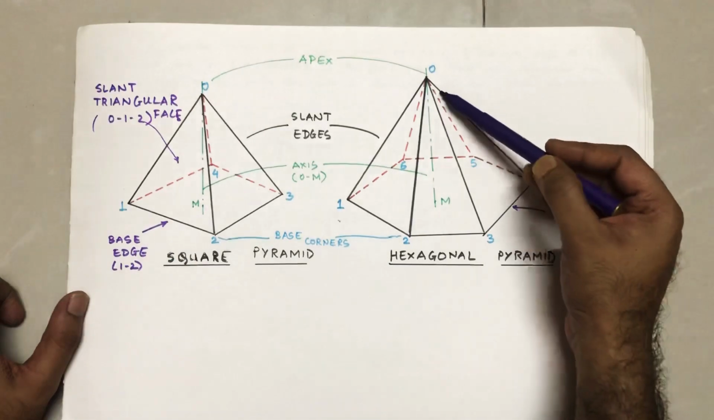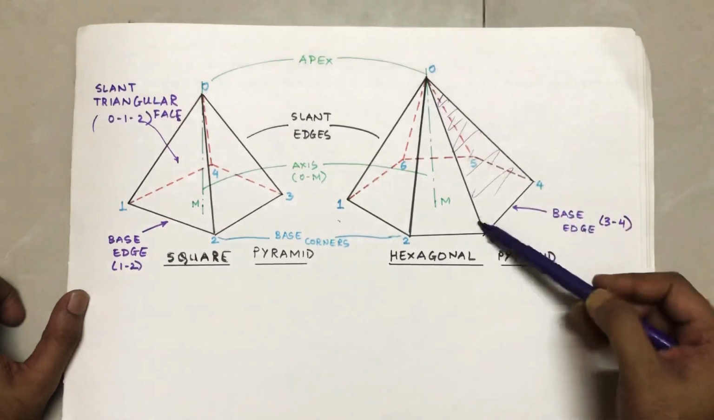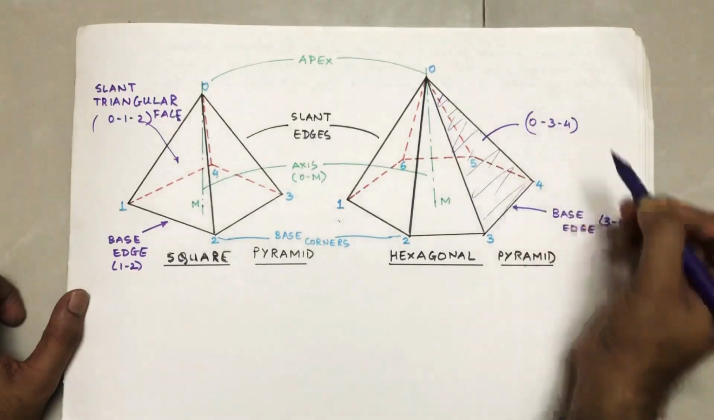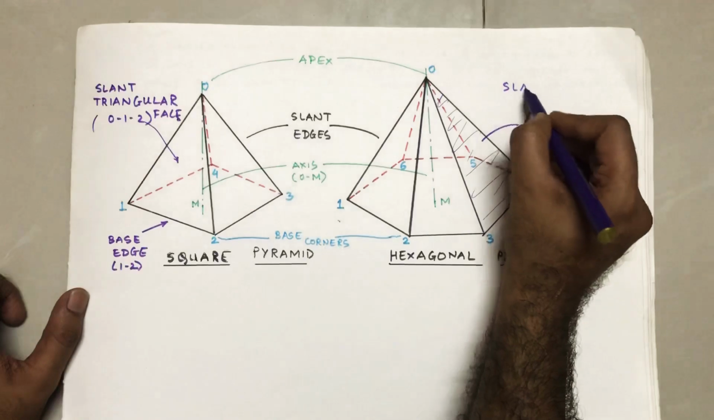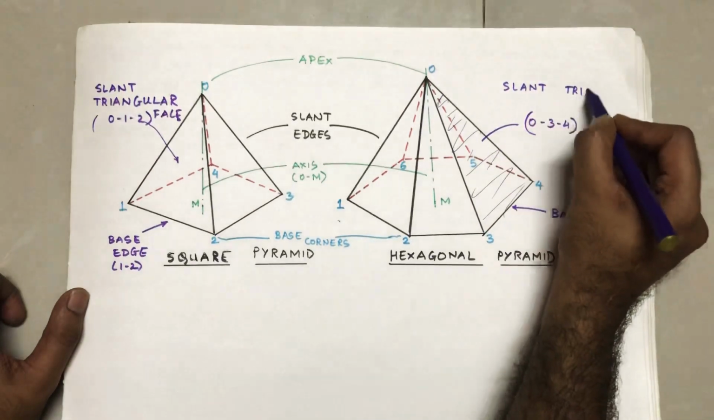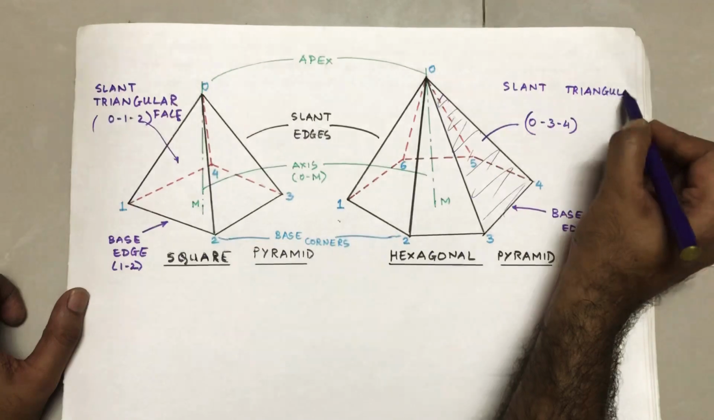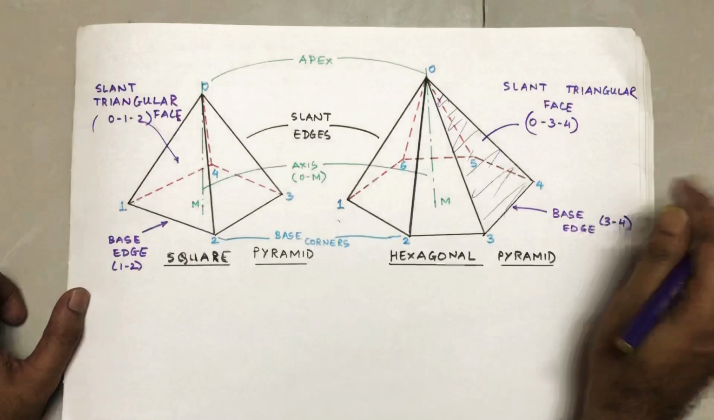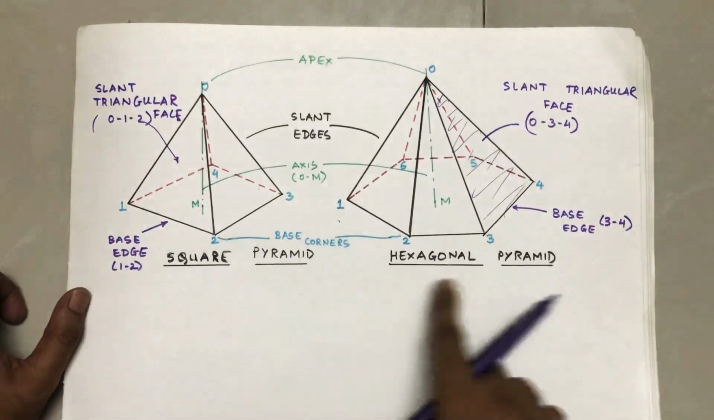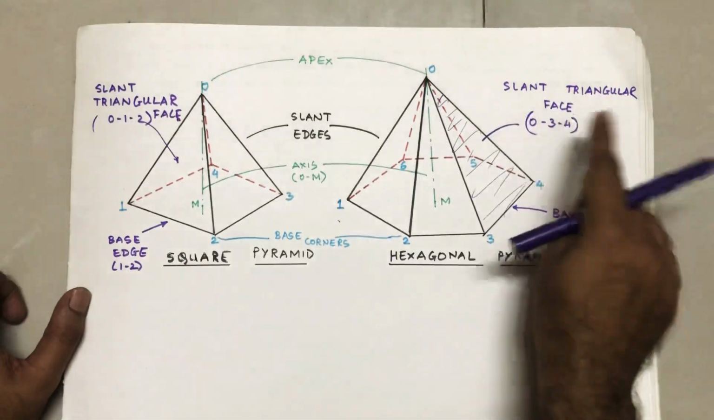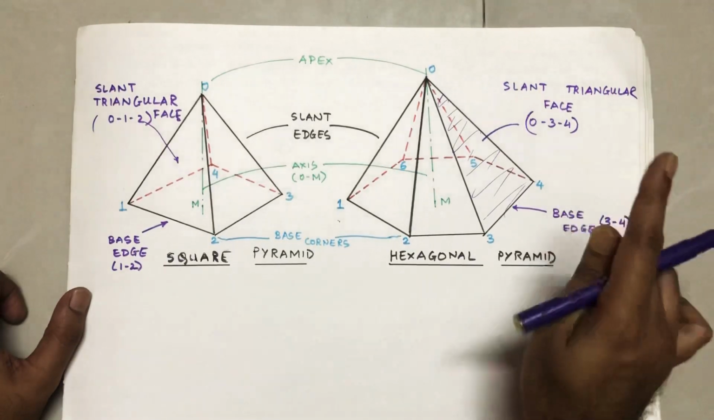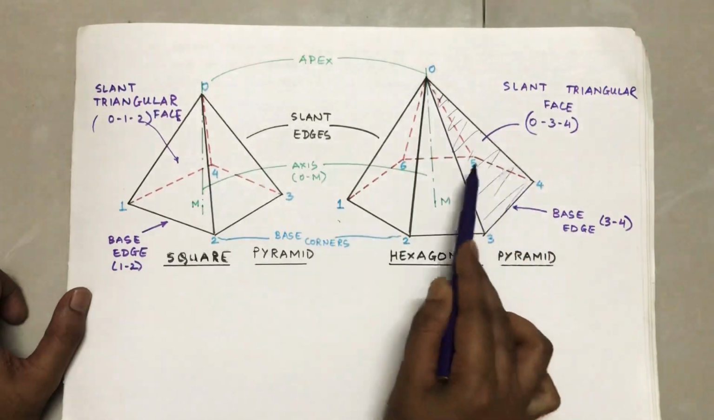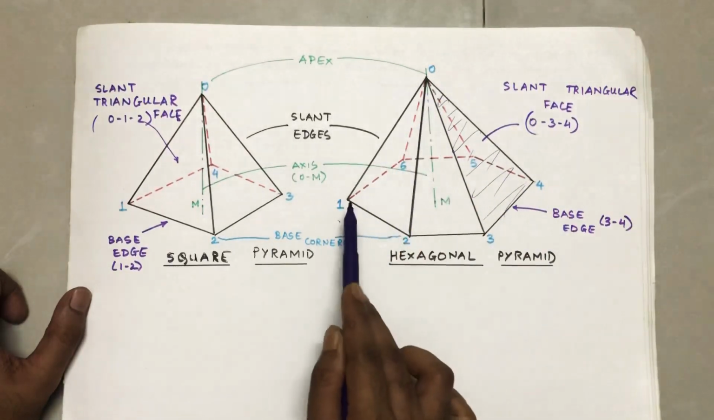Similarly, look at this face here, and this face here. This is O34. This again is a slant triangular face. The meaning of face, guys, is nothing but a plane. It's a triangular plane. So in case of a hexagonal pyramid, we will have 6 slant triangular faces: O12, O23, O34, O45, O56 and O61.